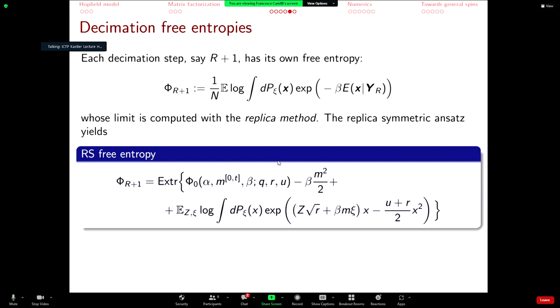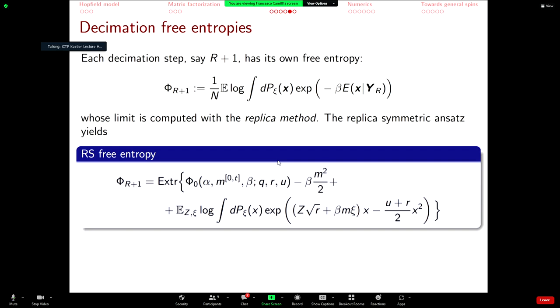Well, the trick is the replica method. So we need to compute these free entropies here, the sequence of free entropies, this phi r plus one. And we do it with a replica method, and we use a replica symmetric ansatz to compute it. The reason is that this retrieval accuracy, in our jargon, is simply the expected overlap between the pattern that you want to estimate and the typical sample from the ground truth, which is a measure of the quality of reconstruction. Sorry, not sample from the ground truth. Sample from the Boltzmann-Gibbs measure, errata.